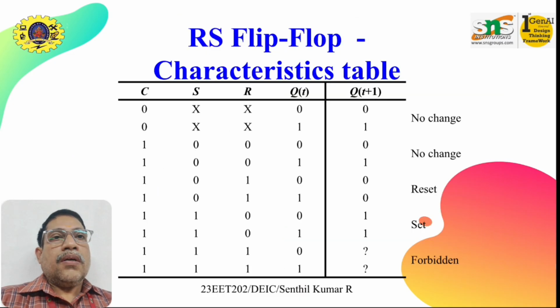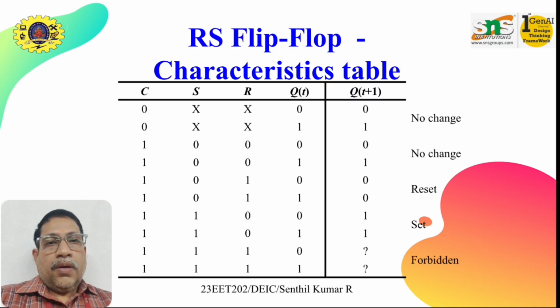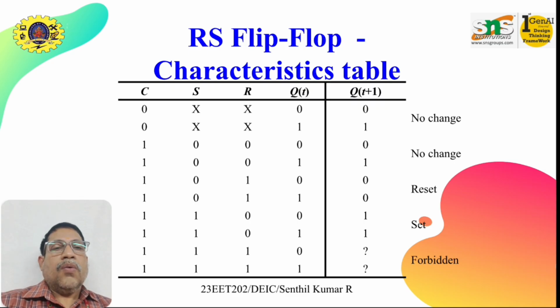Now see here, the truth table or characteristics table is elaborated here. In the first 2 lines, when the clock is 0, whatever S and R are, the comment is no change. The assumed value is 0, the output is also 0. The assumed value is 1, the output is also 1. I hope you understand the operation of an RS flip-flop. Thank you for your patient listening.